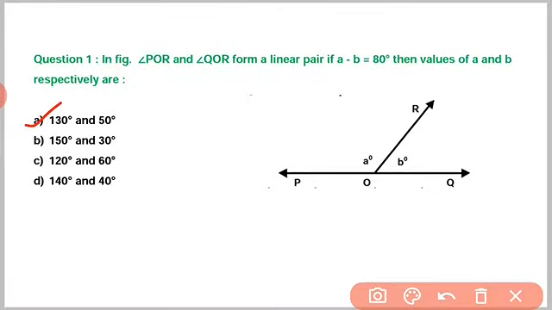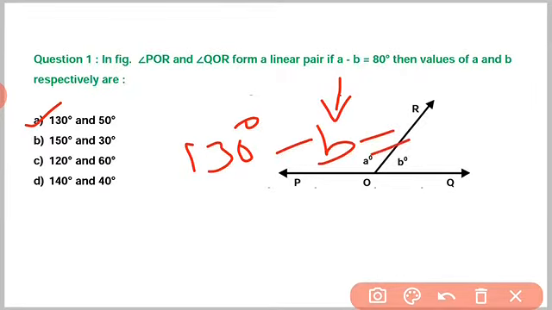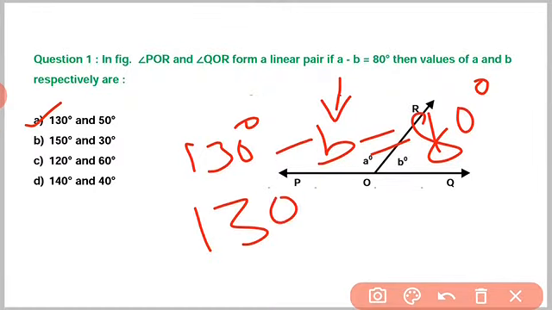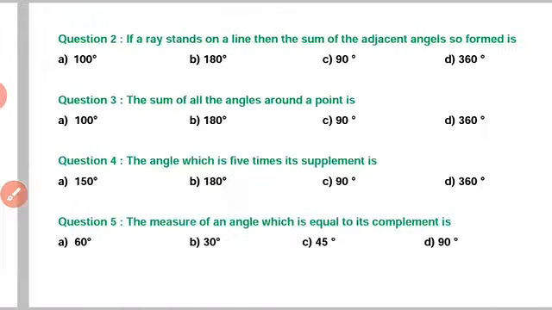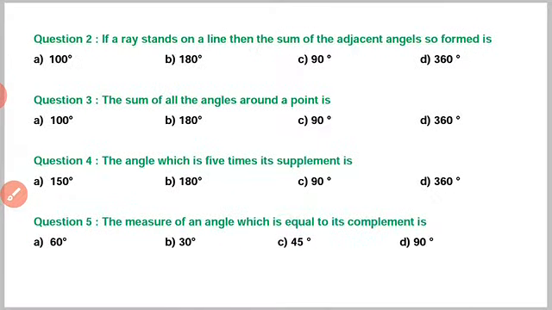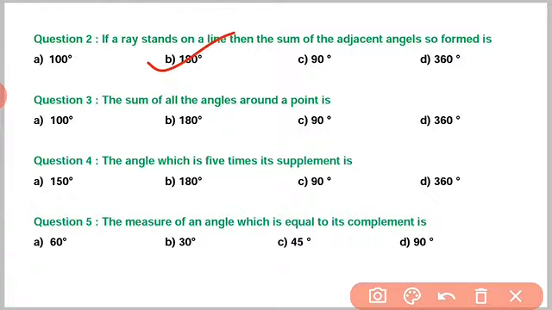But how do we find the value of b? Since a is equal to 130 degrees, substituting this value in this equation, we will get 130 degrees minus 80 degrees is equal to b. So it will be 50 degrees. In the second question, if a ray stands on a line, then the sum of the adjacent angles so formed is 180 degrees. It is the same thing. These two angles, their sum will be equal to 180 degrees.